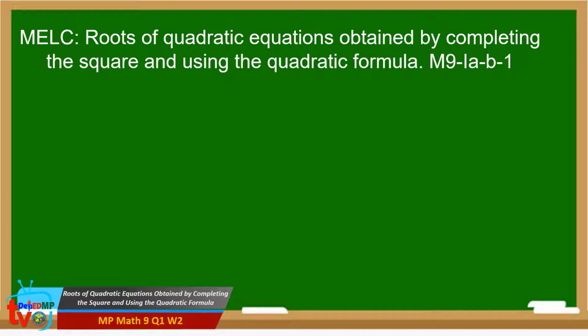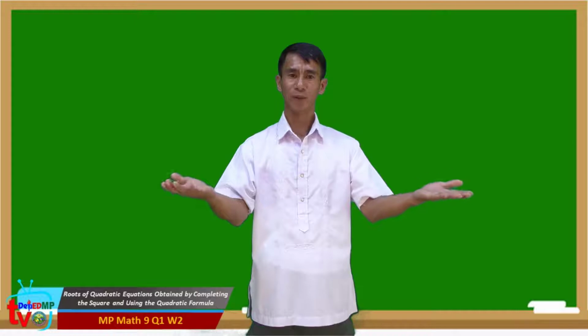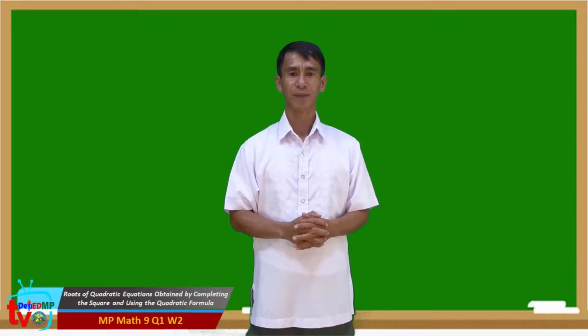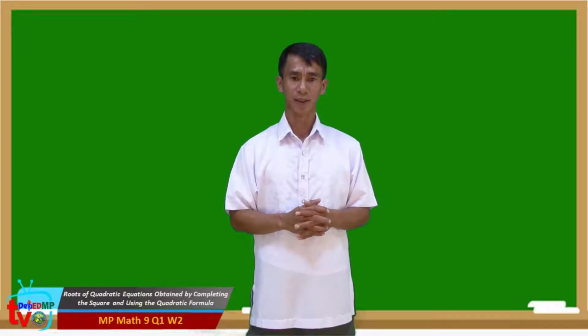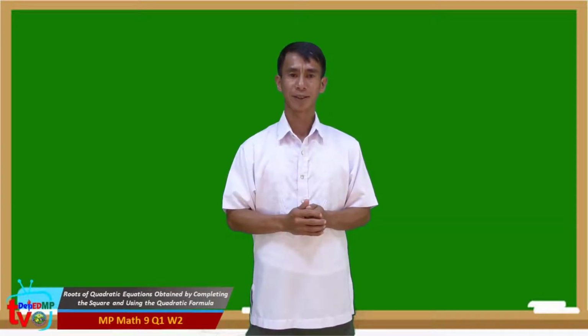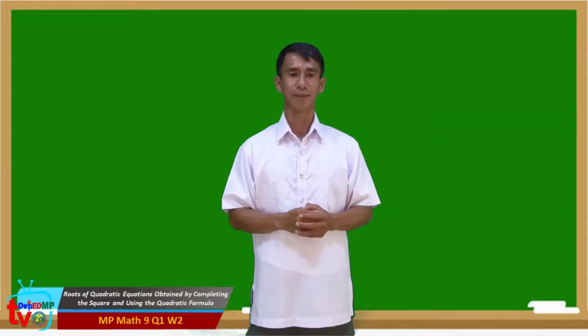Our objective is that you should be able to illustrate quadratic equations and solve them by completing the square and using the quadratic formula. Before we start with our lesson, let's see if you can still remember what you learned during your grade 8 math, because that information is necessary for you to understand our lesson. To start, let's see the relationship between the square of a binomial and a perfect square trinomial.